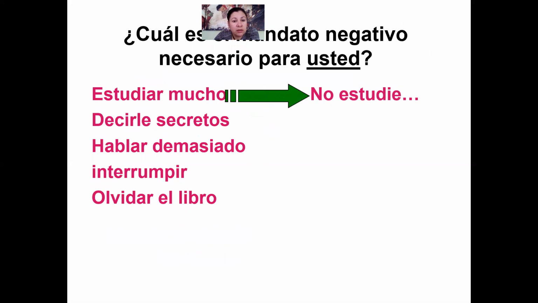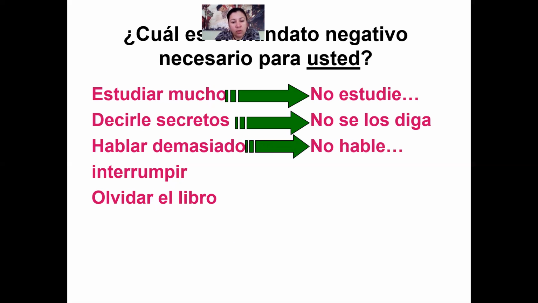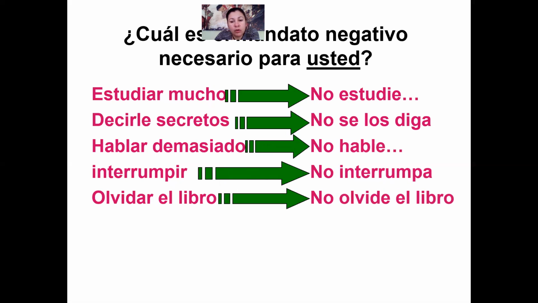No estudie mucho, no se los diga. This is the two pronouns, okay? They go: no hable, no interrumpa. Some of them don't have it. No olvide el libro or no lo olvide.